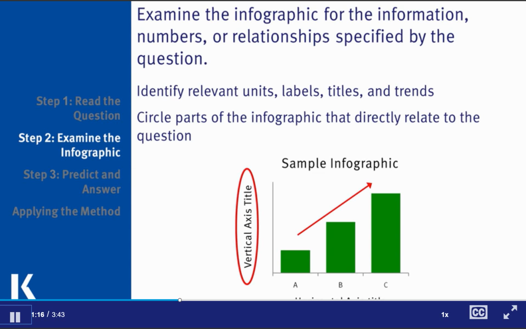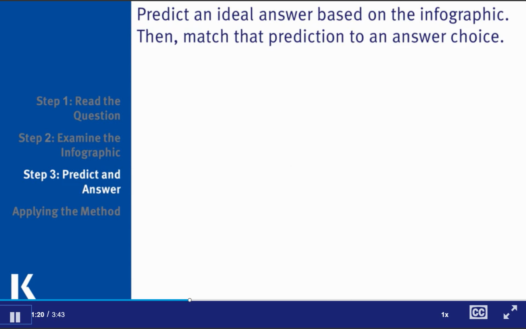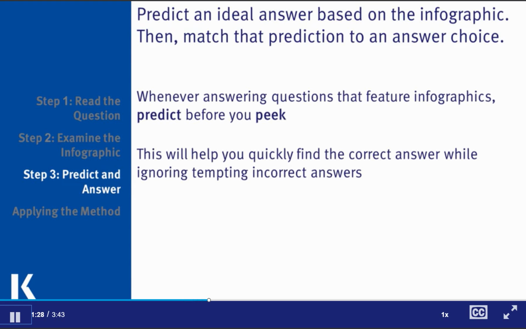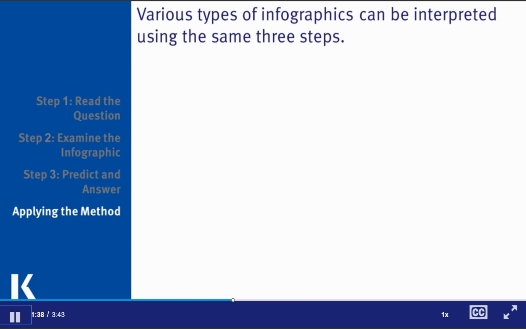And step 3 is to predict the answer and find that prediction among the answer choices. Remember to always predict the answer before you peek at the available choices. Doing so will help you identify the correct answer quickly, as well as helping you avoid any potentially tricky wrong answer traps. Now take a look at the method in action.